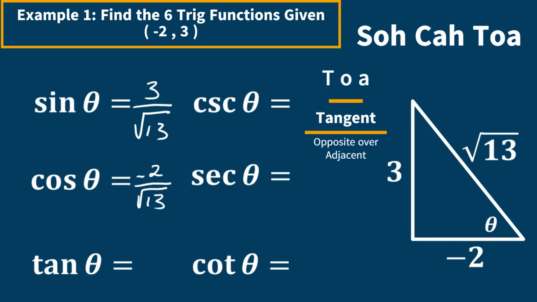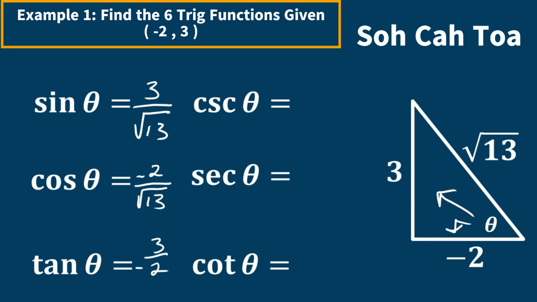And now for tangent, we use TOA. That means opposite over adjacent. Opposite is 3, and adjacent is -2. So that means 3 over -2.